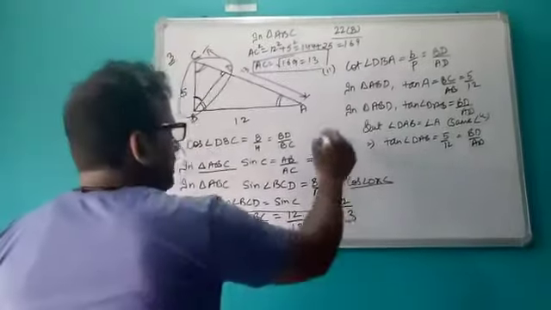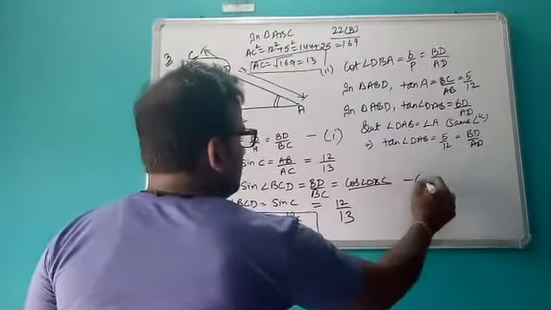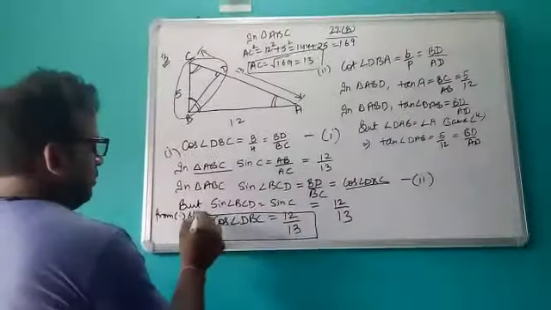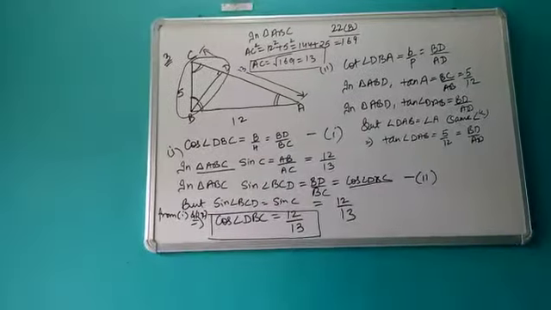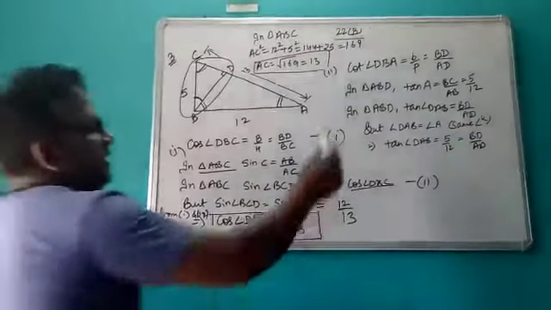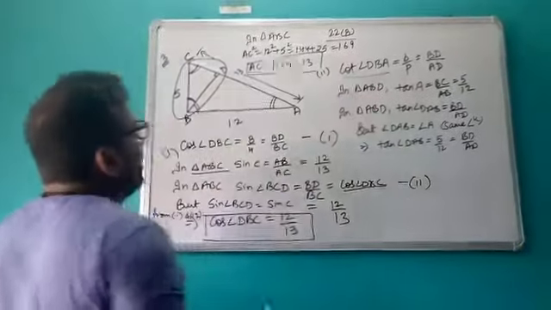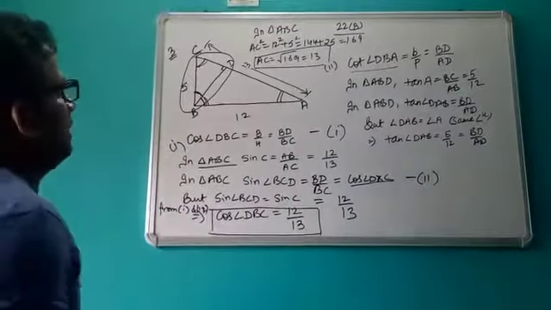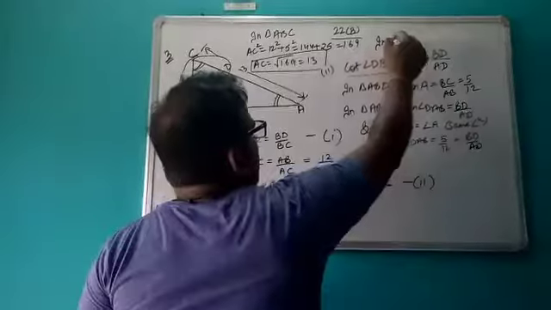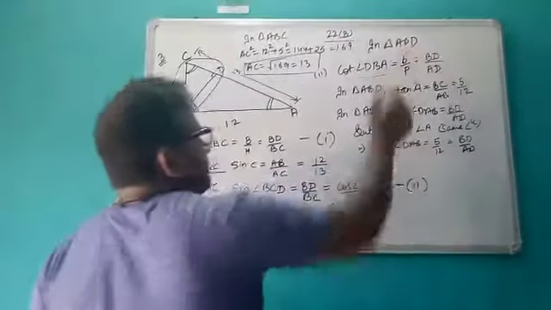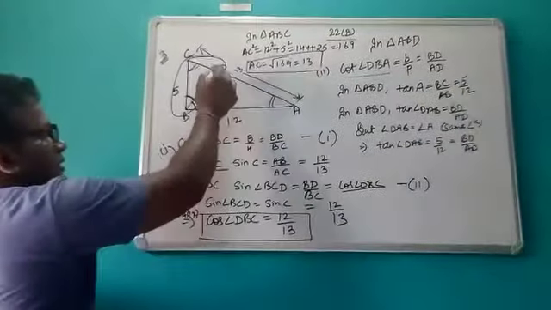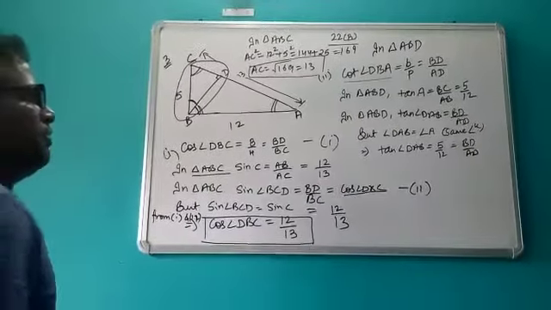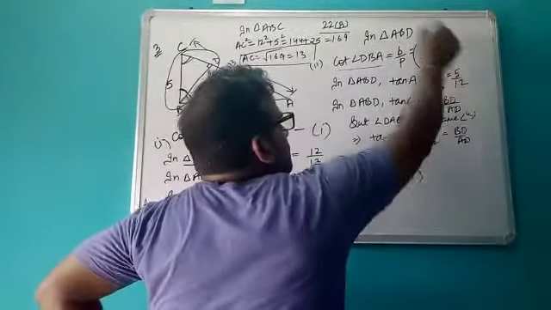So if I take this as first and that as second, we can write from 1 and 2 that our cos angle DBC is 12 upon 13. Second, we have to find the value of cot of angle DBA. This is our DBA, in triangle ABD. In triangle ABD, cot is base upon perpendicular. For this angle, the base is BD and the perpendicular is AD. Now again we will try to find the value of this ratio.